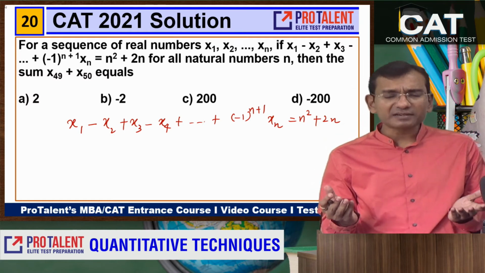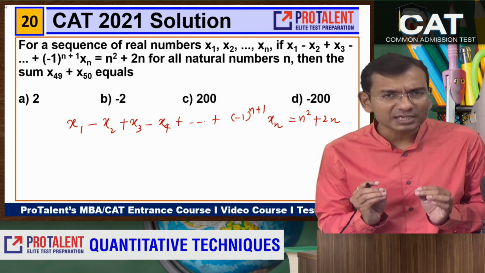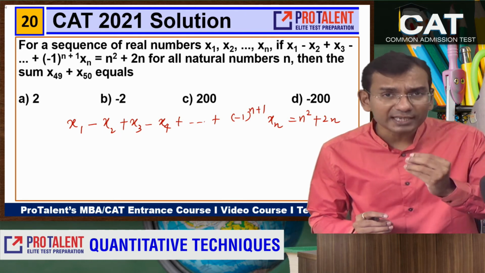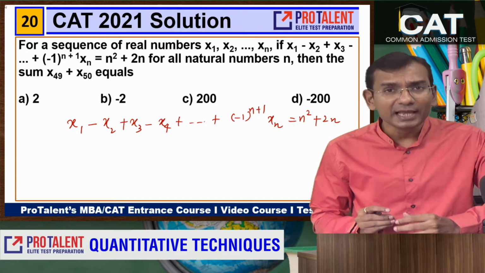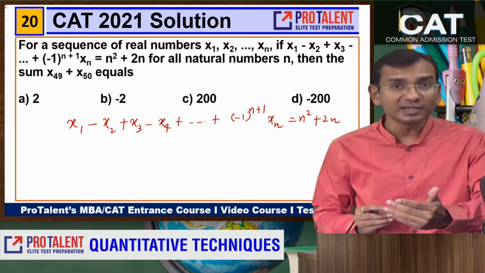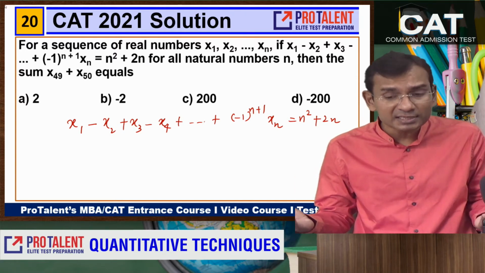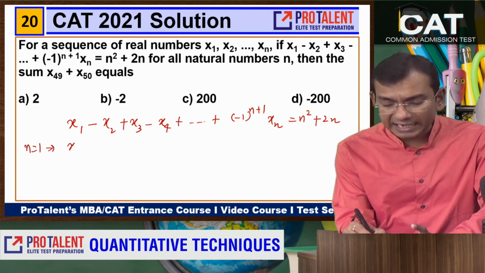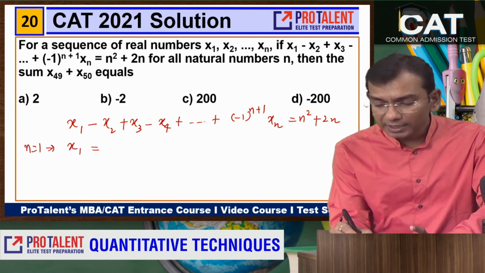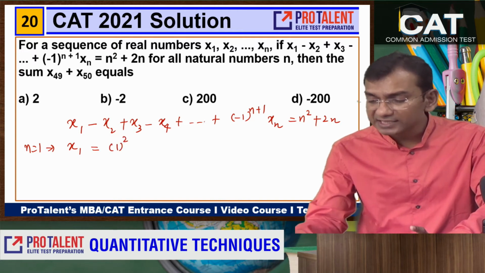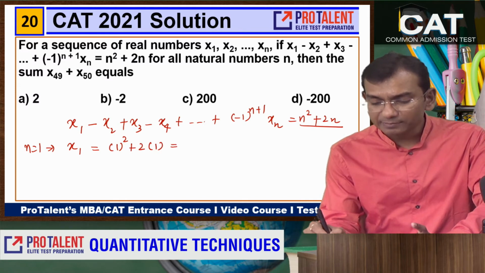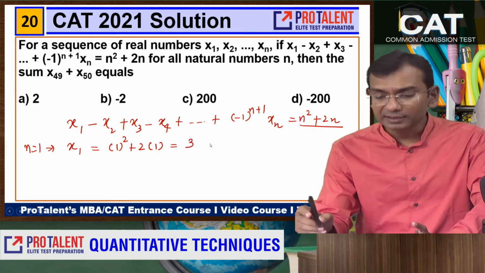When there are questions like this, a very simple thing works in my mind. I will start taking n equal to 1, n equal to 2, n equal to 3, n equal to 4, and I will get some series. At the end of the day, this is a series. Let me take n equal to 1. x1 is equal to 1 square plus 2 into 1, so that makes it 3. So x1 is equal to 3.